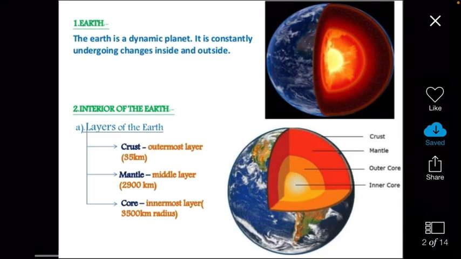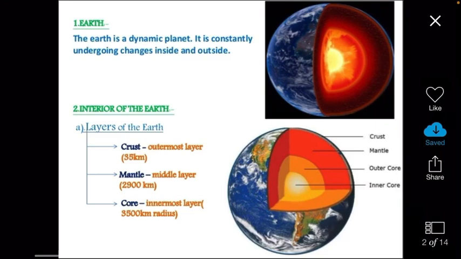Earth. First of all, what is Earth? It is the planet on which we live, the only planet where life is possible. It is the dynamic planet. It is constantly undergoing changes inside as well as outside. Here in this chapter, we are first of all going to study about the interior of our Earth.